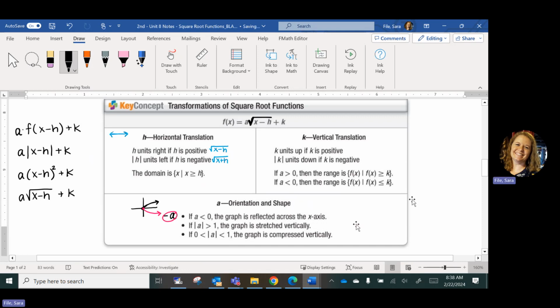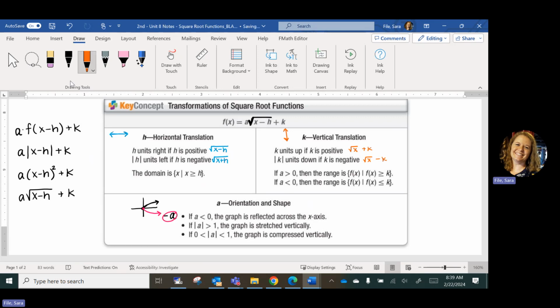Okay. So K is the vertical translation. So it's shifting our graph up or down. And it's plus K in the equation. So it's K units up. If you see outside the square root, outside of that, you see a plus some number, plus K, that's going to shift your graph up. But if outside your square root, outside your radical, you have a minus number, minus K, that's going to shift your graph down.